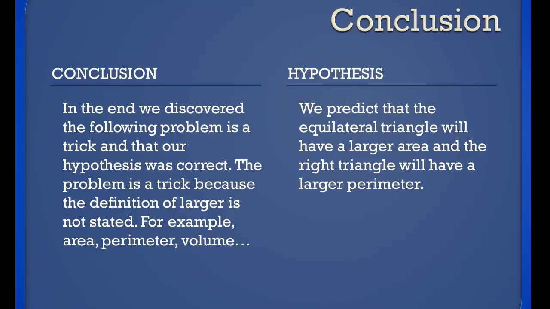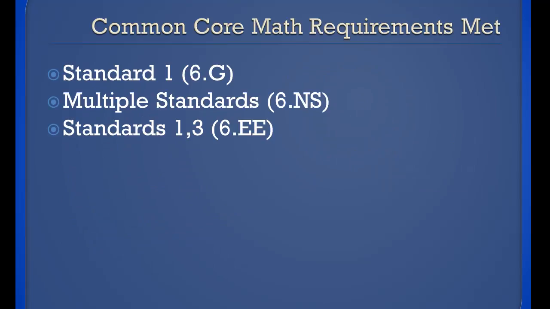In the end, we discovered the following problem is a trick, and that our hypothesis was correct. The problem is a trick because the definition of larger is not stated. For example, area, perimeter, or volume. Just to refresh your memory, our hypothesis was, we predict that the equilateral triangle will have a larger area and the right triangle will have a larger perimeter. The Common Core math requirements met are Standard 1, 6.G, Multiple Standards, 6.NS, Standards 1 and 3, 6.EE.